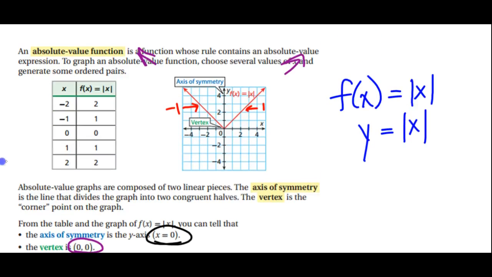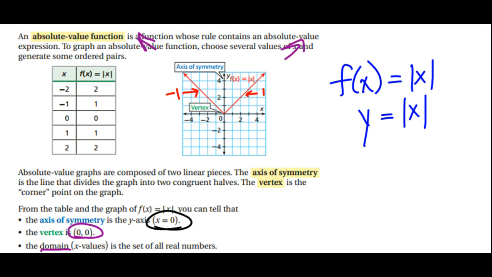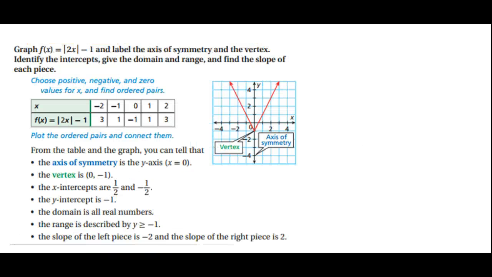Now again, this is an introduction. We're not going to do a lot with this, but this is an introduction to absolute value functions and what you can expect. So we're just going to play with a couple of them. All right, so let's try this one, and let's look.